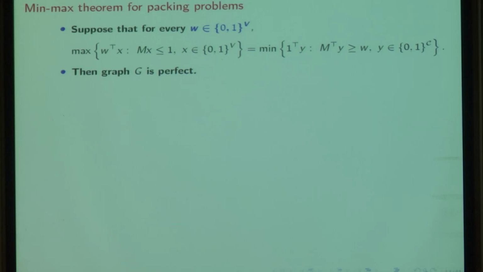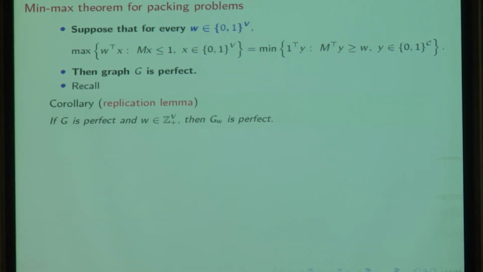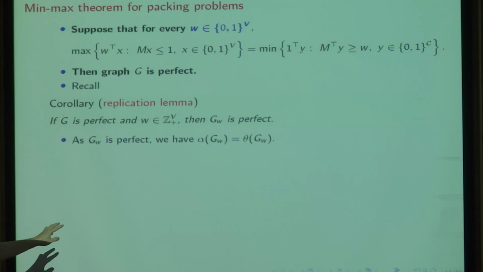Now, because the graph is perfect, we can apply the replication lemma. What we do is we take any arbitrary non-negative integer vector, and then we apply the replication accordingly. Then because this graph after replication is perfect, we still have this equality: the independence number equals the clique cover number.